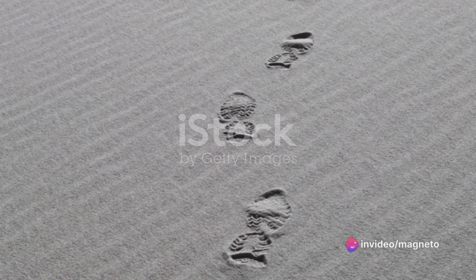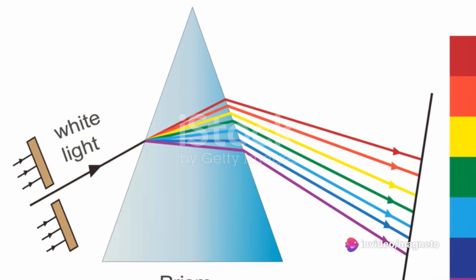Picture walking from a concrete path onto a sandy beach. Your pace slows, you adjust your stride, and your path may even change slightly. That's similar to what happens to light during refraction.